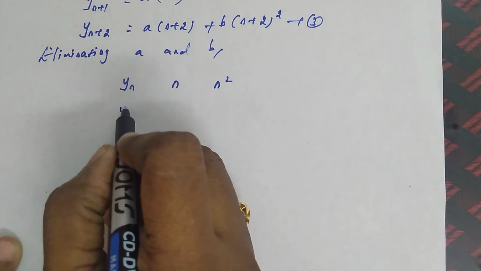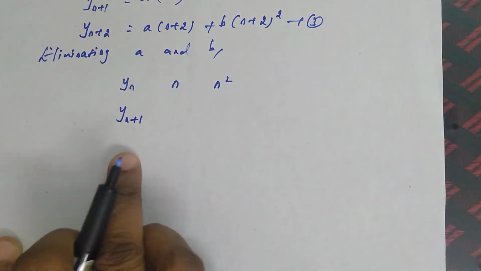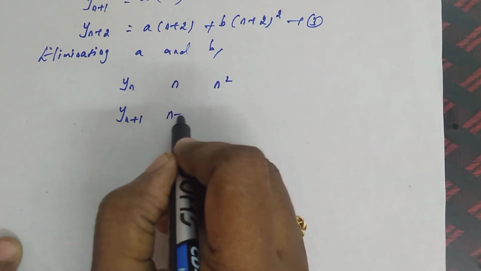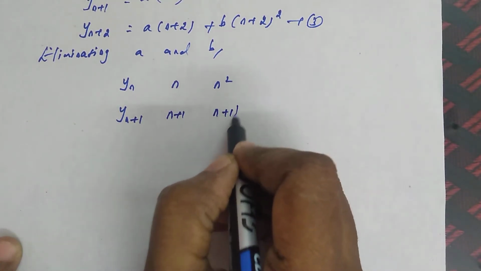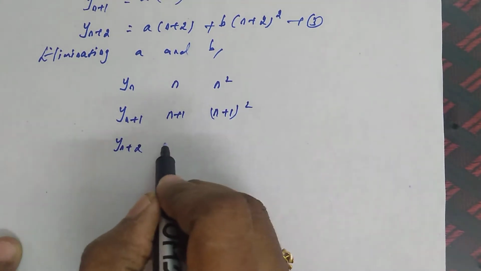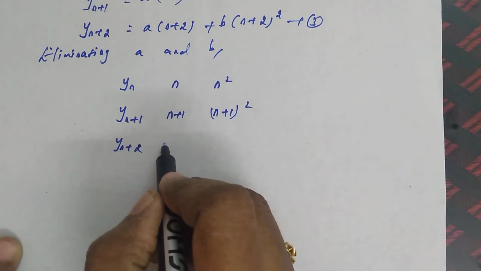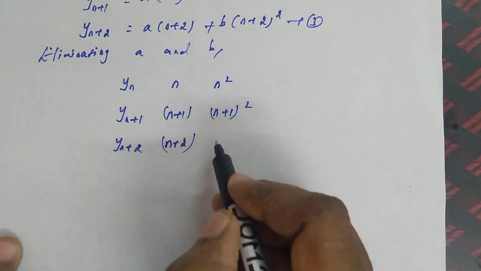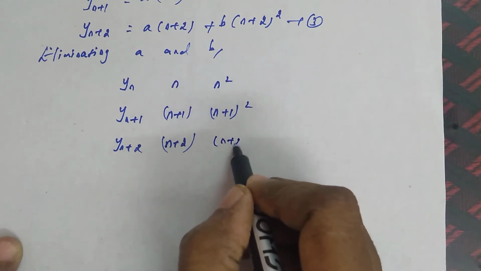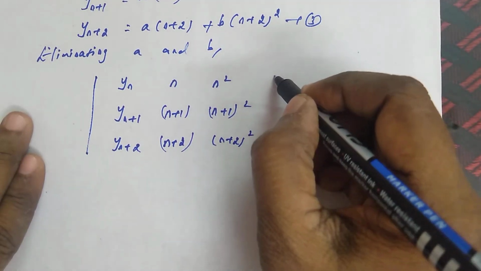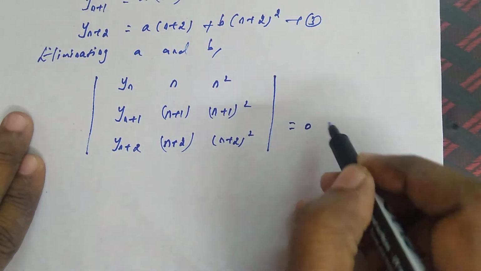In the same manner, from the second equation, the left hand side is y(n plus 1), the coefficient of a is n plus 1 and the coefficient of b is n plus 1 the whole square. Likewise, from the third equation y(n plus 2), the coefficient of a is n plus 2 and the coefficient of b is n plus 2 the whole square. Now we are going to expand this matrix and we can get the required difference equation.